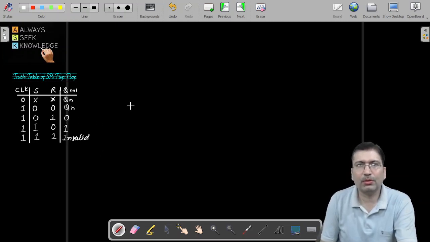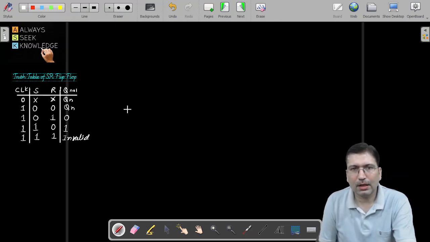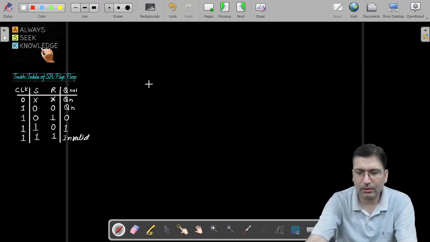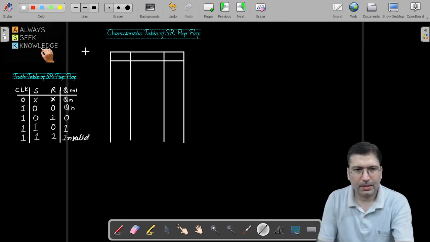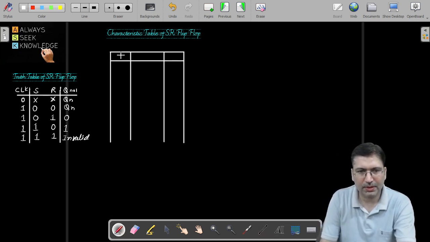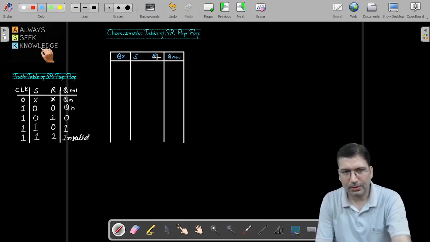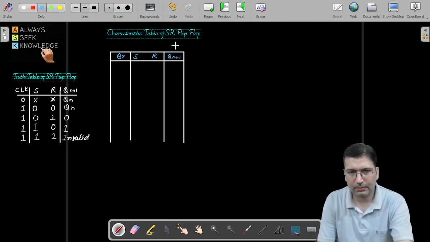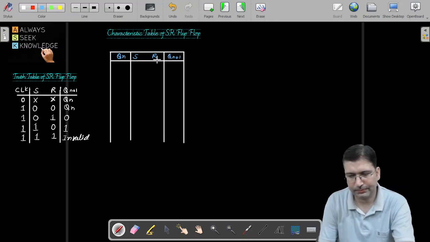After this, I'm going to draw two more tables. One is the characteristics table and another is the excitation table. So let's draw both the tables. In the characteristic table, we consider the previously generated state. So let's say this is Qn. We also consider S and R, and then we try to find out Qn plus 1. So these three are the inputs which we are passing, and we are analyzing the behavior of Qn plus 1.